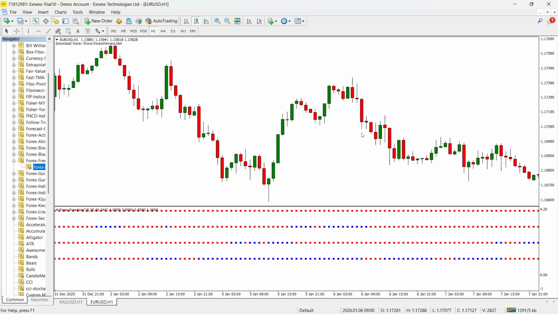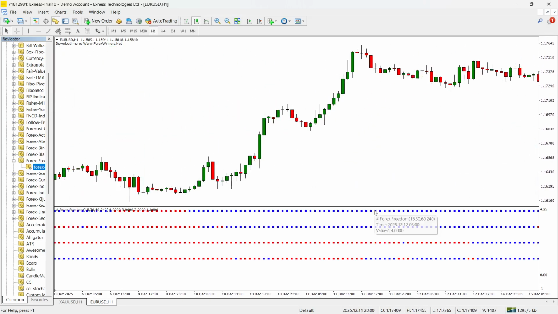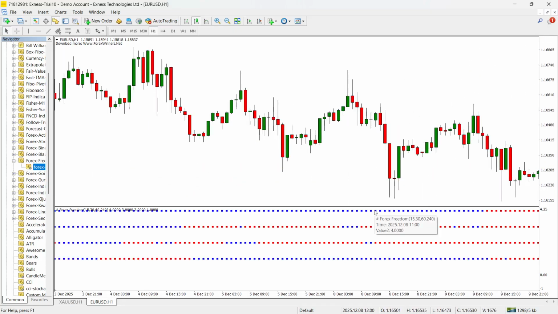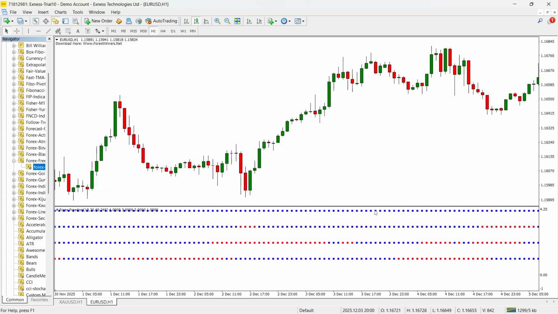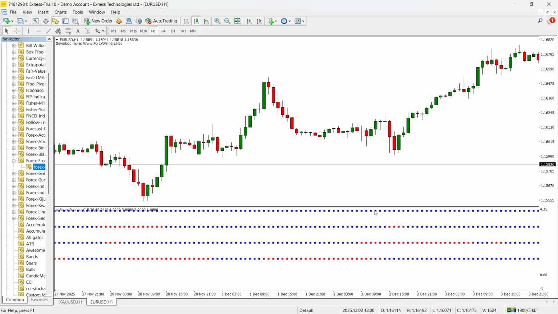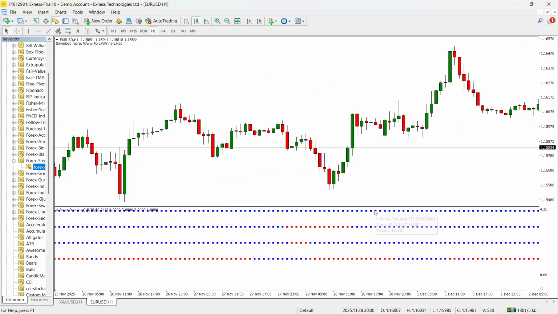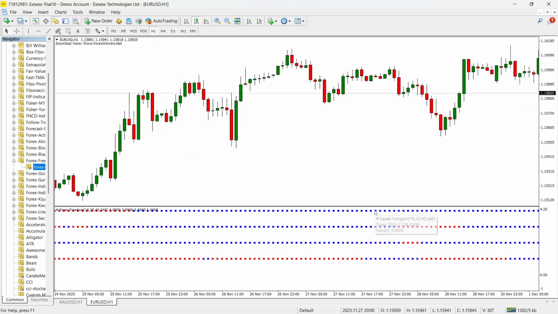Alright, so who is this indicator for? The Forex Freedom Indicator is designed for traders who want a quick visual summary of trend direction across several time frames instead of checking each chart separately. It can be especially useful for traders who prefer to enter in the direction of the higher time frame trend while timing pullbacks or continuations on lower time frames.